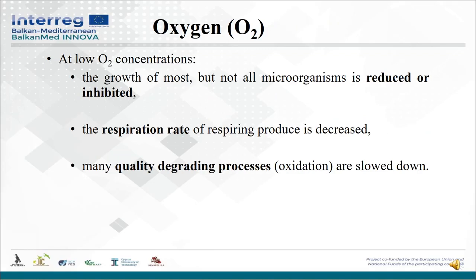As for the application of oxygen as a hurdle factor, it can be said that in practice a concentration of lower than 21% oxygen can be considered as a hurdle, while the absence of oxygen should improve quality and safety. At low oxygen concentrations, the growth of most but not all microorganisms is reduced or inhibited. The respiration rate of respiring produce is decreased, and many quality degrading processes are slowed down.